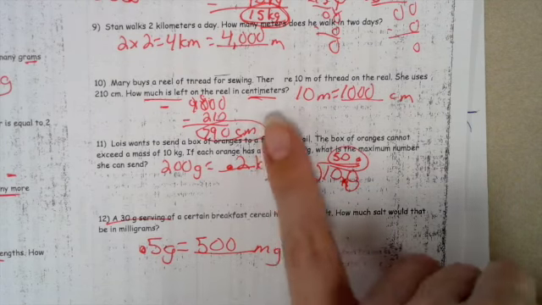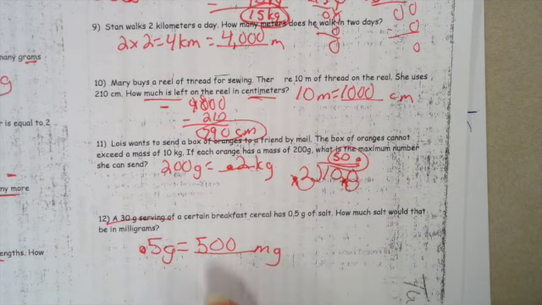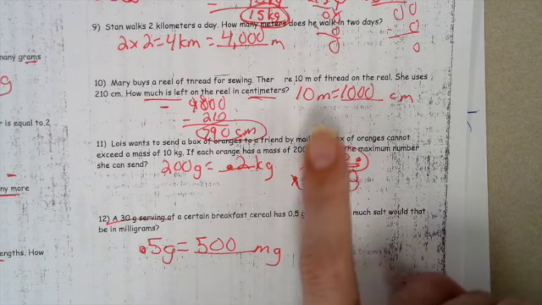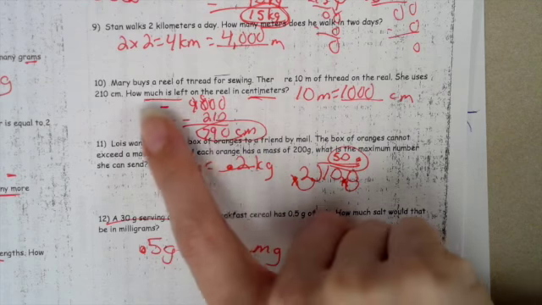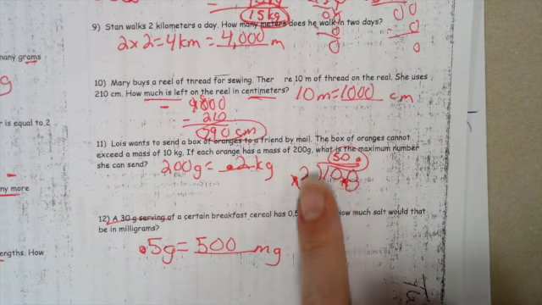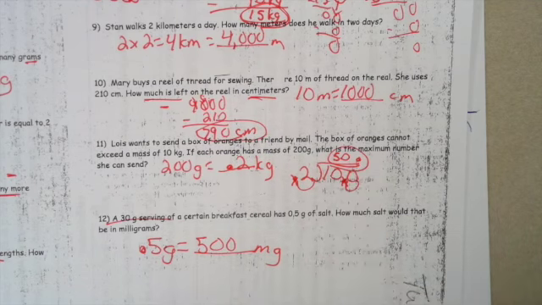Number 10 and 11 did involve a little bit more thought process. You had to convert first and then subtract on number 10 because it said how much is left, and then you had to divide on number 11 to see how many oranges.